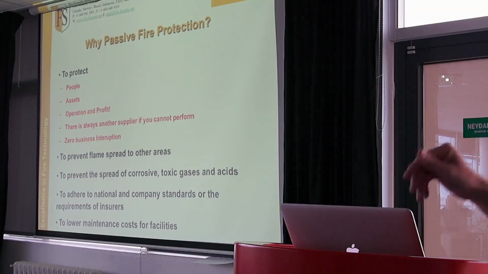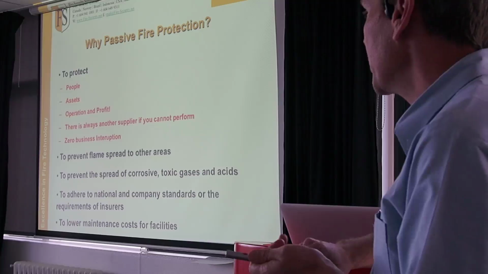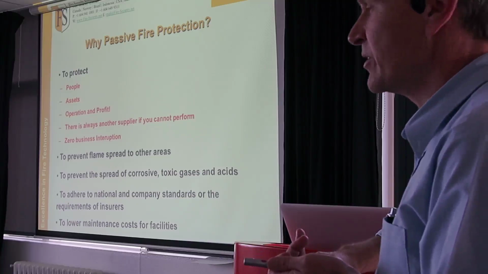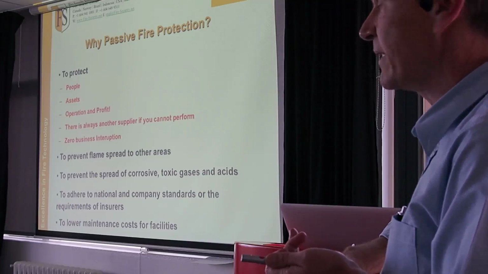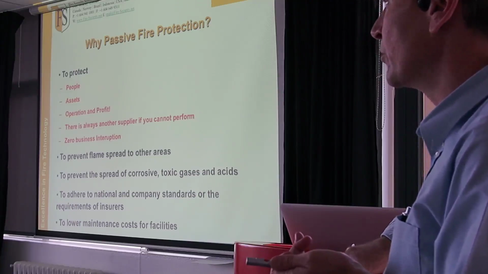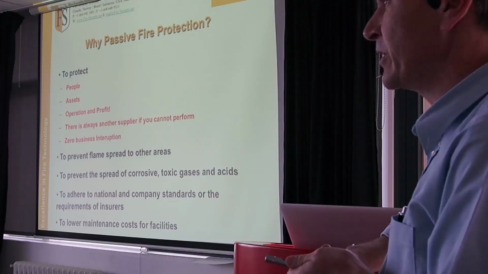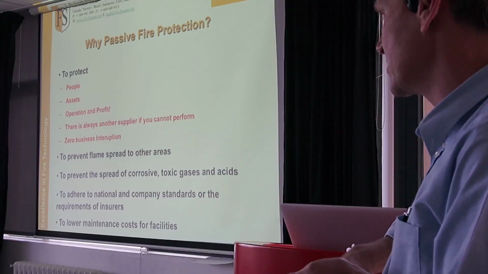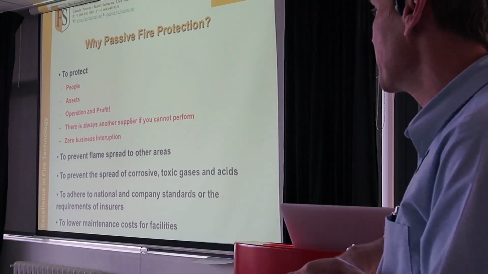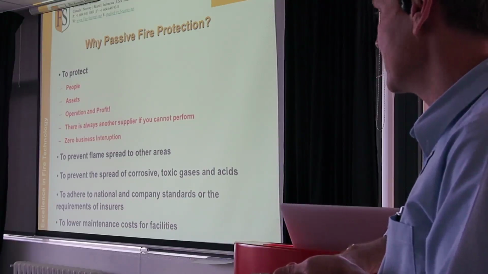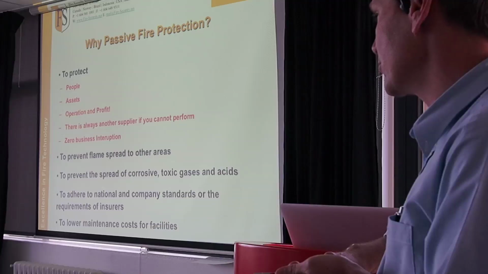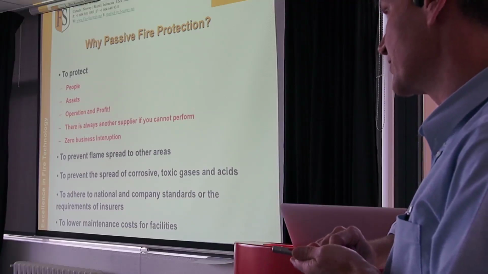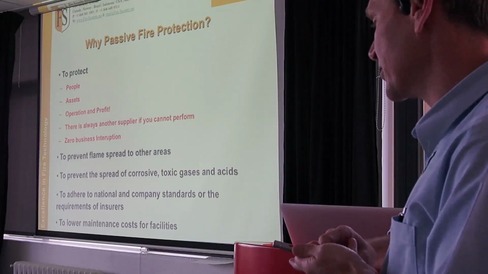I'll keep that red out for a minute. We want to prevent flame spread to other areas. So we fire stop rooms. And that means that that's zoned, and that means that fire in one room, or room A, will not get to room B because you've got your fire-rated penetration seals. To prevent spread of corrosive toxic gases and acids and smokes, to adhere to national and company standards or the requirements of insurers, and to lower maintenance costs for facilities.